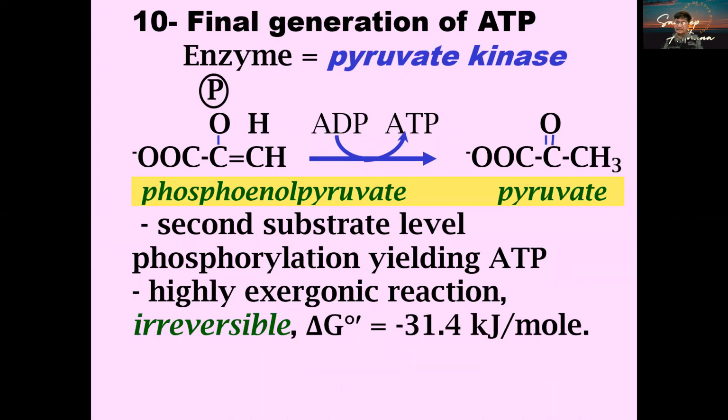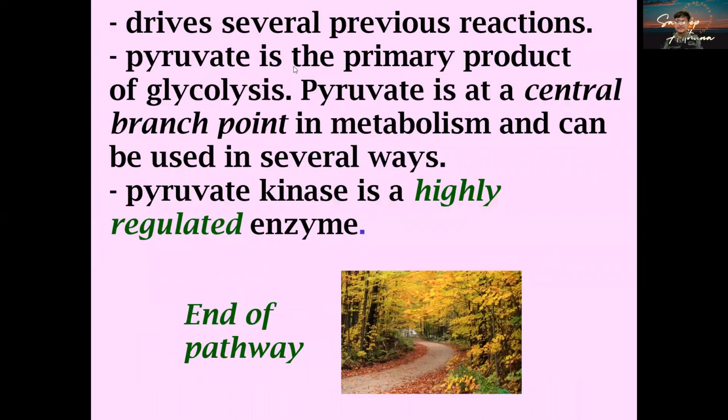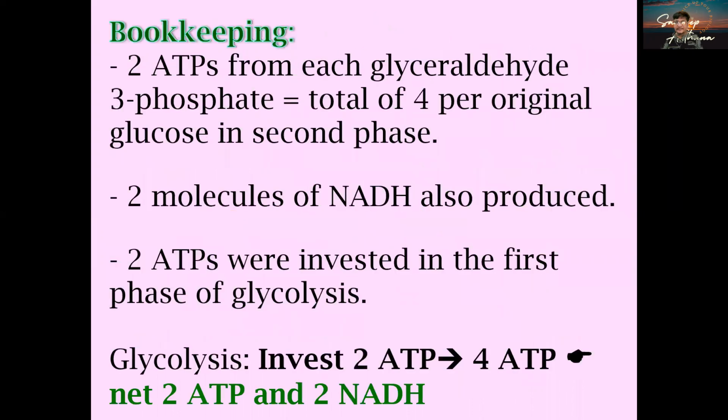Now as I told you in the beginning, pyruvate will now have 3 paths to follow. So this drives the several previous reactions. Pyruvate is the primary product of glycolysis, and pyruvate is a central branch point in the metabolism. I told you there will be 3 ways it is going to be used further.